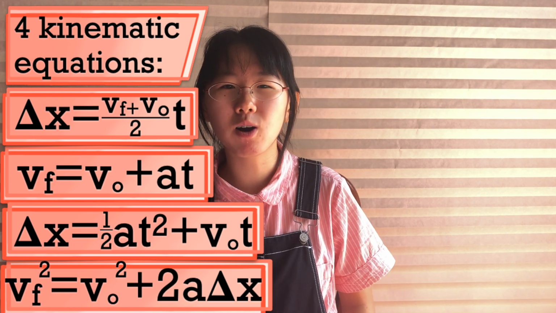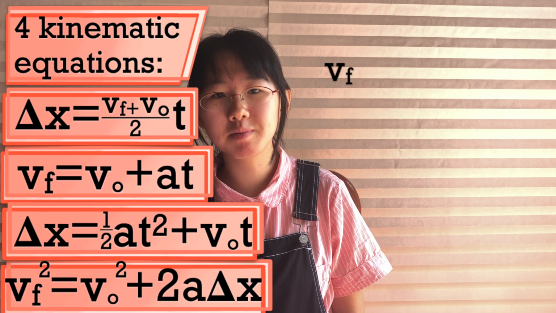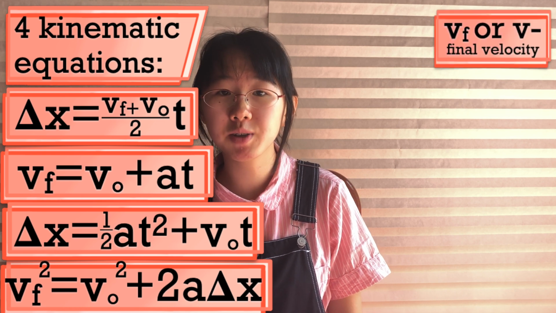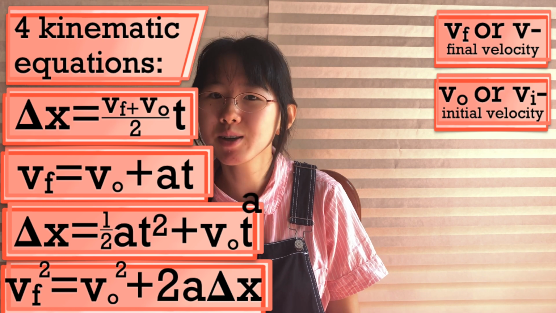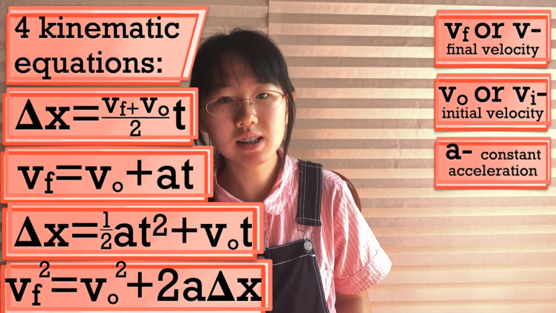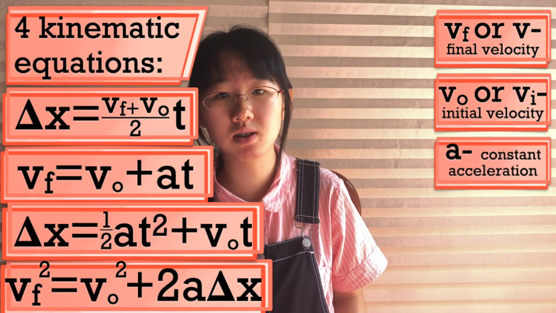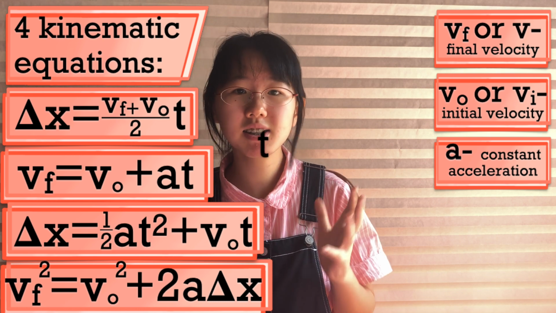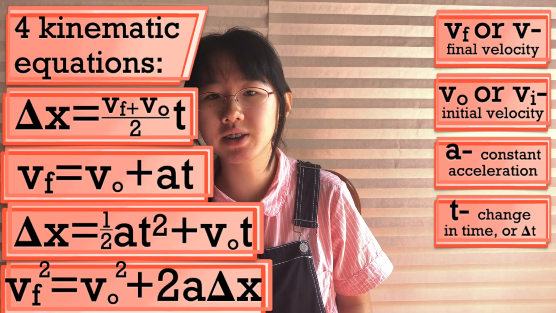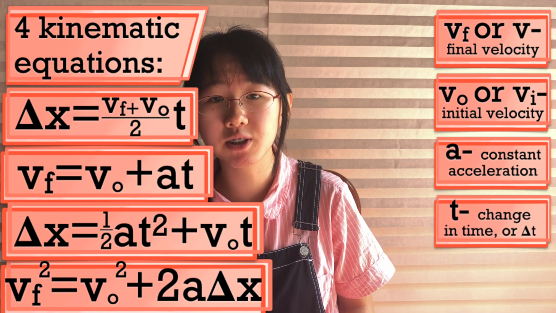So let's first look at what all of those variables mean. V subscript f stands for final velocity, sometimes written without the f. V sub naught or i is initial velocity, and a is pretty reliably acceleration. Once again, the acceleration has to be constant for these equations to work, and we'll go into why that is in my next video. t is a change in time, so if you're given the final and initial times, you'll need to find the difference to get t.